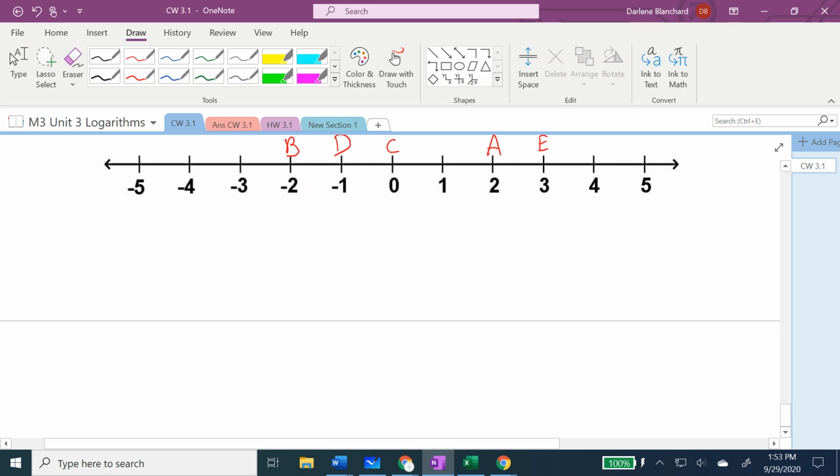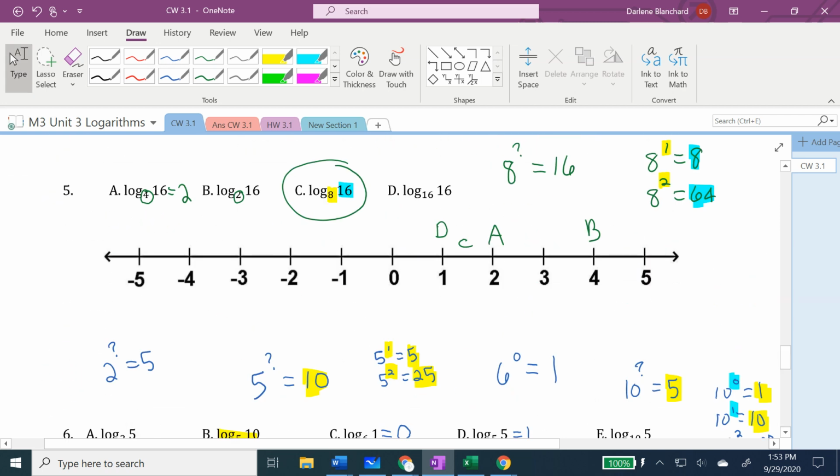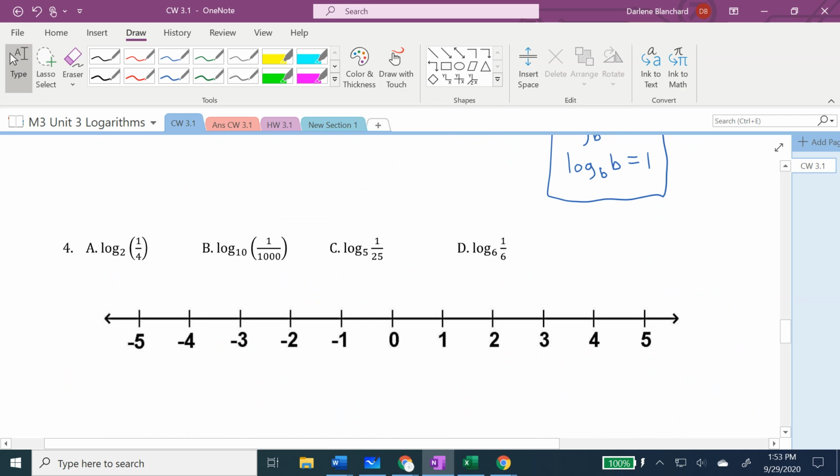Then I think that was the last example, but I skipped over number 4. So let's take a look at 4 real quick. With number 4, we have the base is 2. 2 to what power gives me 1/4? And you want to see that you need a negative exponent to get the fraction. 2 squared gives you 4. So -2 is the exponent that needs to be here. So A is -2.